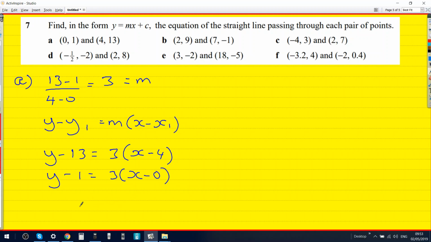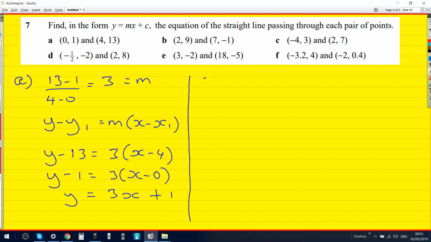And so what is it as y equals mx plus c? Expand the bracket just to get 3x. Yeah. And then just float the minus 1 across. So it's y equals 3x plus 1. Yeah, that's it. So you can write it as y minus y1 equals m times x minus x1, and then just use that.